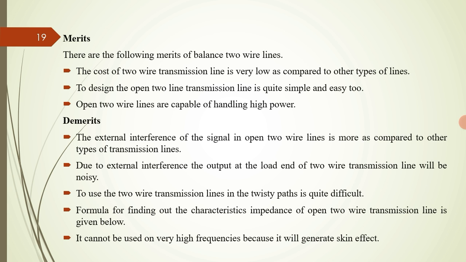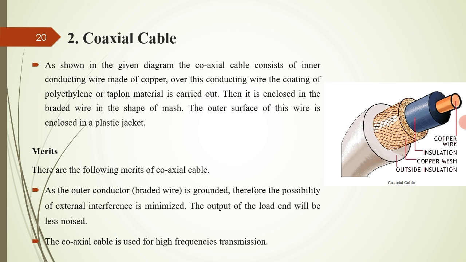Fine. We are moving to the next type, which is the coaxial cable. Here the diagram shows the coaxial cable. This cable consists of an inner conducting wire made of copper. Over this conducting wire, a coating of polyethylene or Teflon material is applied. Then it is enclosed in wires in the shape of a mesh. The outer surface of the wire is enclosed in a plastic jacket. So this is one kind of transmission line cable.